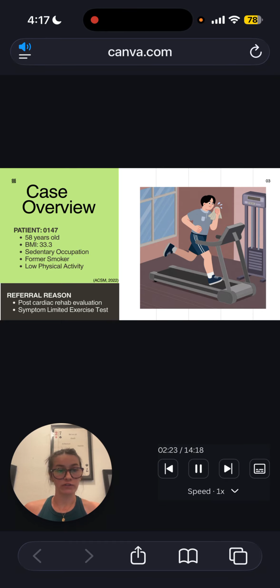Alrighty, so our case overview. Patient 0147 is a 58-year-old male. His BMI is 33.3, which is obesity class 1. He has a sedentary occupation. He's working at a desk in a cubicle. He is a former smoker, about 20 pack-years, but he did quit 2 years ago. And he does have low physical activity, so he does about 10 minutes of walking.